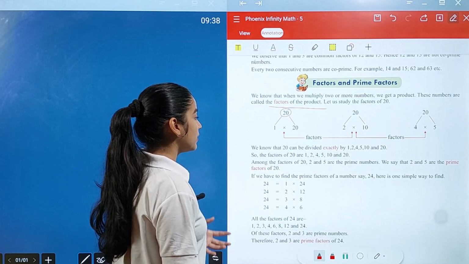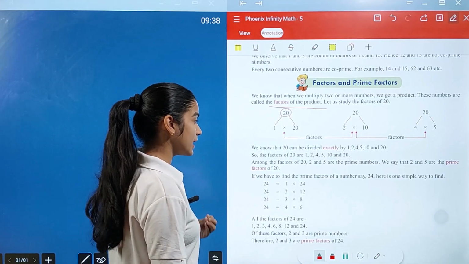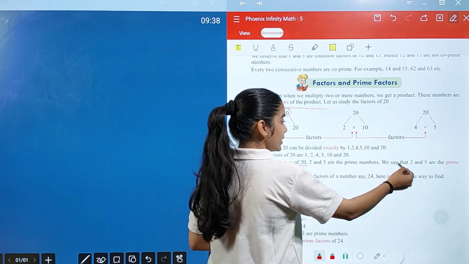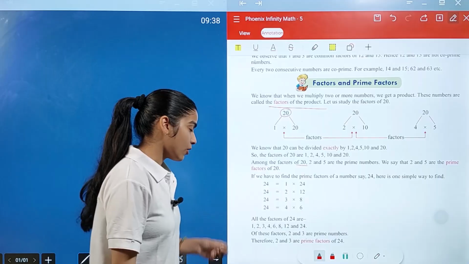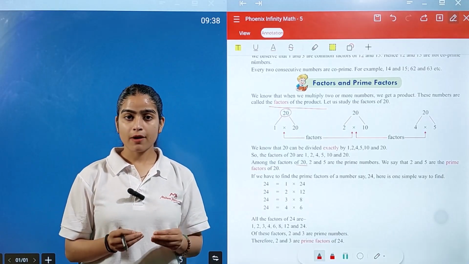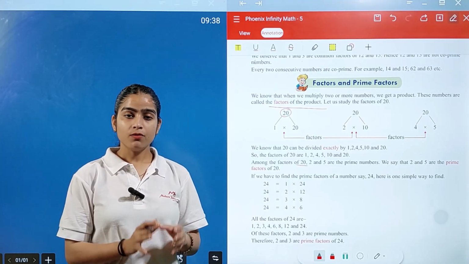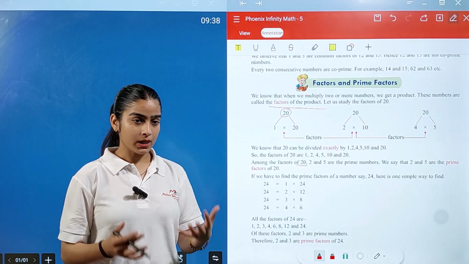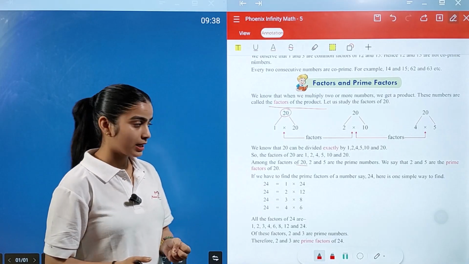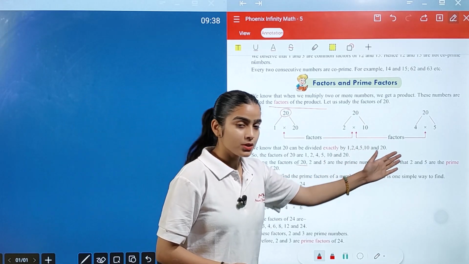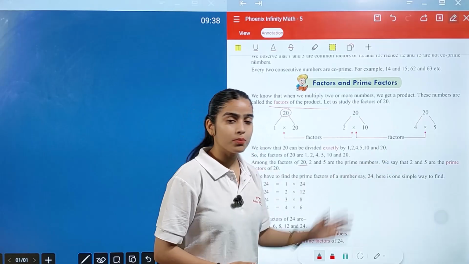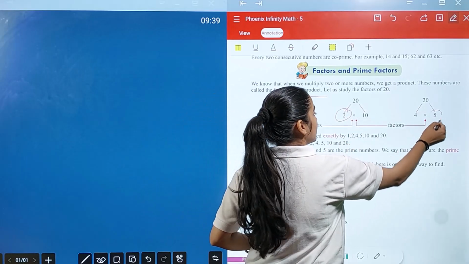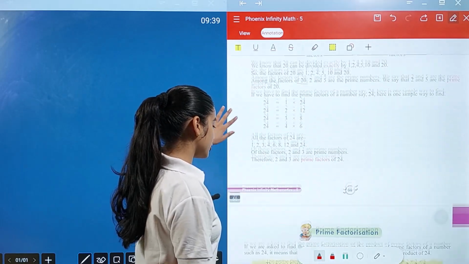We know that 20 can be divided exactly by 1, 2, 4, 5, 10 and 20. Among the factors of 20, 2 and 5 are the prime numbers. We say that 2 and 5 are the prime factors of 20. So what we notice here is that we first have to find out the factors. Once you have calculated your factors, you have to identify which ones are prime numbers. You just take them out from your factors list, and those are your prime factors. For example, 2 and 5 both are prime numbers, so these are your prime factors.